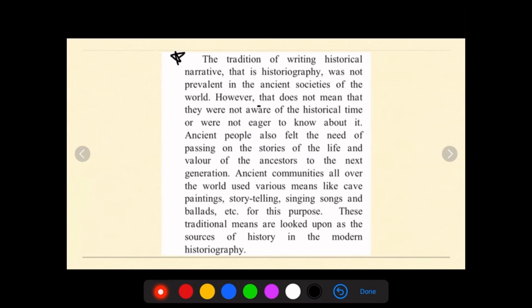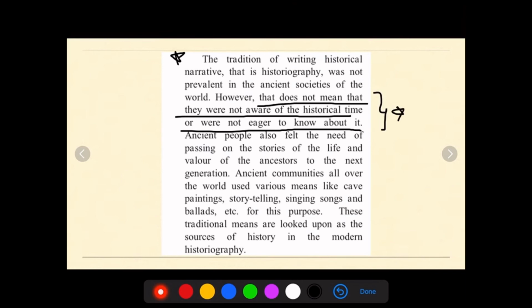However, that doesn't mean that they were not aware of the historical time or were not eager to know about it. Even if it was not that widespread, it doesn't mean that they were not aware of the historical times, or that they were not eager to know about it.